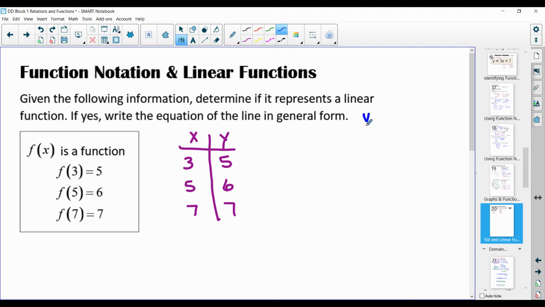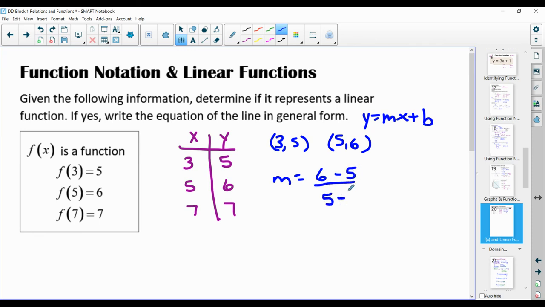So if we think back to our last unit, if we want to determine if this is a linear function, we want something that's in the form y equals mx plus b. The first thing we have to find is our slope. So we're going to pick two coordinates. I'm going to choose (3, 5) and (5, 6). And we're going to find the slope. So slope is y2 minus y1 over x2 minus x1. So 6 minus 5 is 1, and 5 minus 3 is 2.